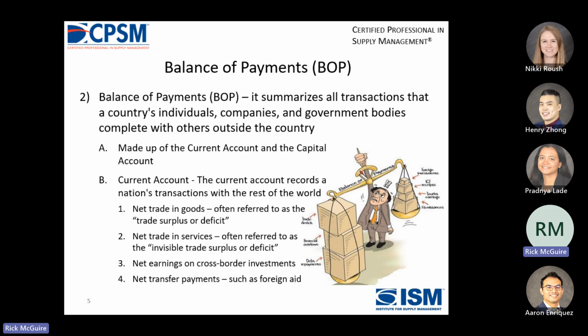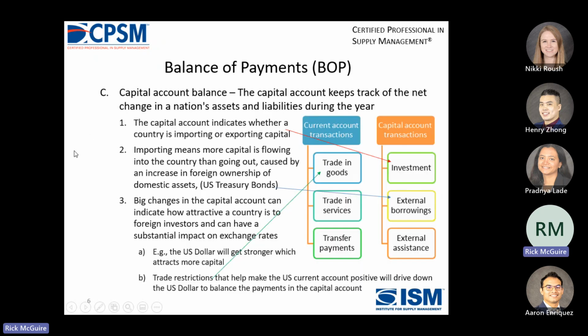Net trade and services is often referred to as the invisible trade surplus or deficit, and net earnings on cross-border investments and transfer payments, etc. This is what's been in the news, and what President Trump was trying to affect was the trade deficit that the United States has in goods and services with the rest of the world. That's the current account, trade in goods and trade in services. The other half of it is the capital account. The capital account keeps track of net change in the nation's assets and liabilities during the year.